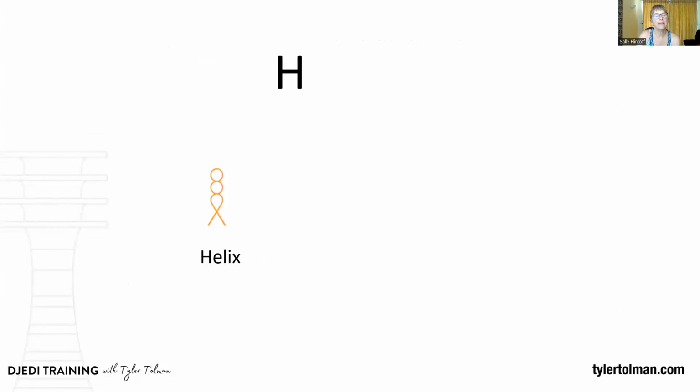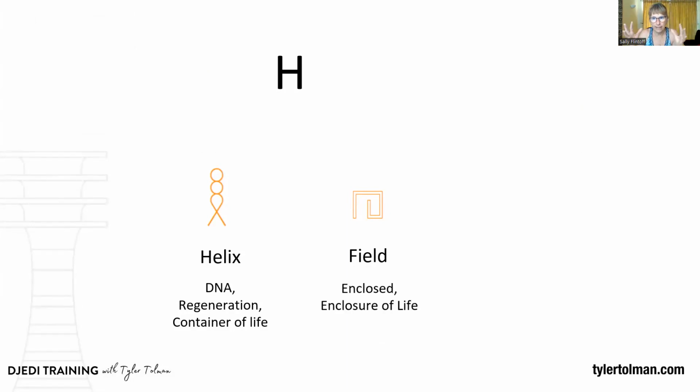H is represented by this helix, which is a gold colour, yellow or gold colour. It represents DNA. You can see clearly this is like DNA, like a double helix. It also obviously therefore represents regeneration. It also represents the container of life itself. H is also represented by this symbol, which is actually a field. So it's almost like a bird's eye view of a field. It represents enclosure or something enclosed, an enclosure of life.